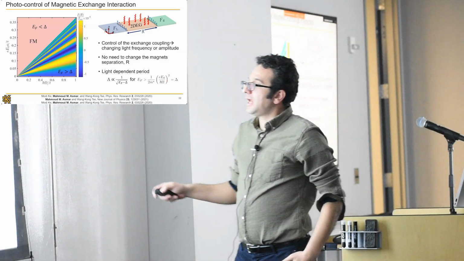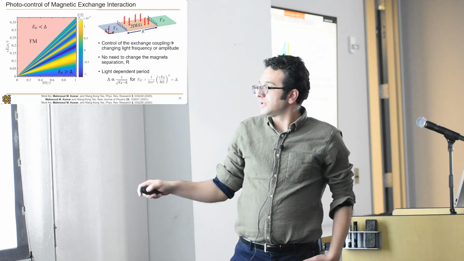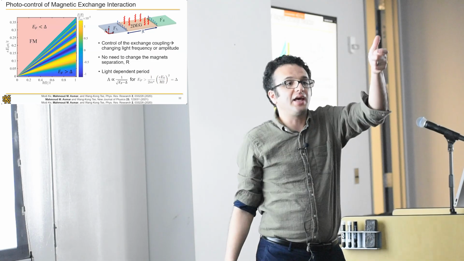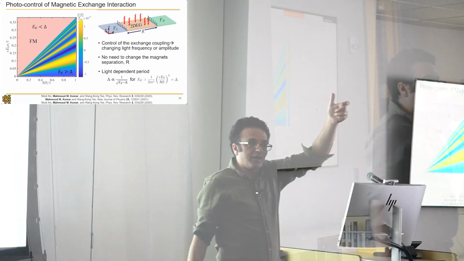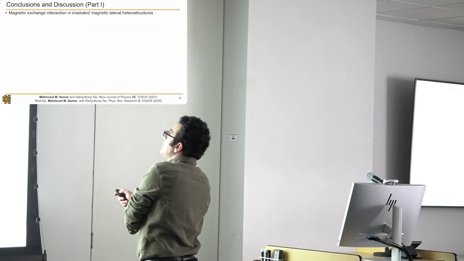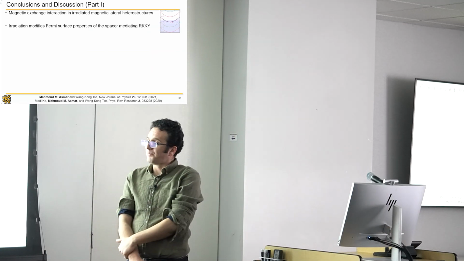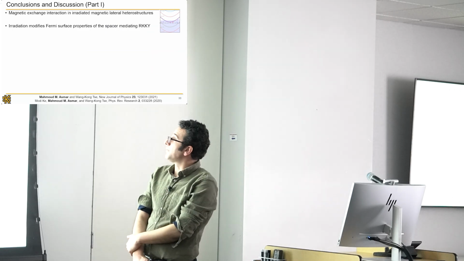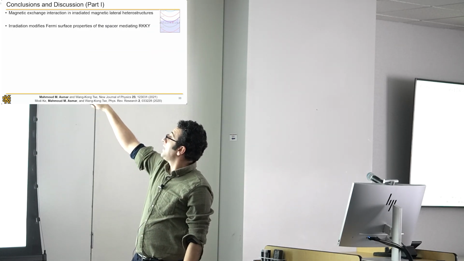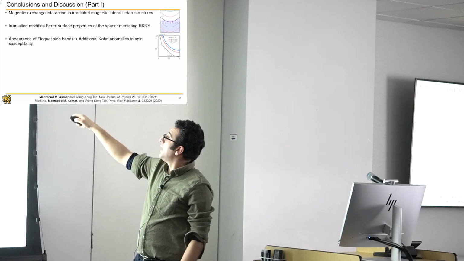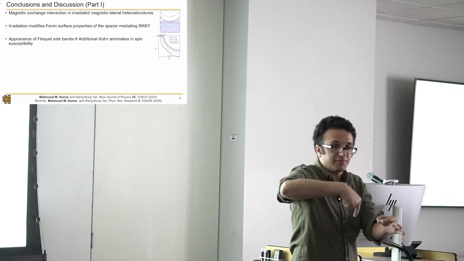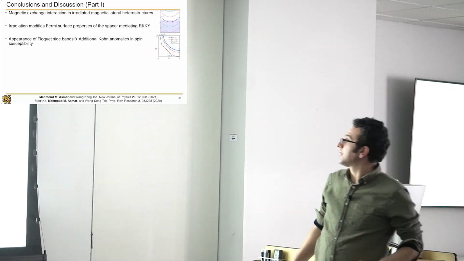And we have a light-dependent period that, of course, is inversely proportional to the difference between the Fermi level and that shift that was caused by light. So in this part, we have seen that we can indeed control the RKKY interaction mediated by a two-dimensional electron gas due to the formation of this potential shift that leads to the changing of the main spanning vector, twice kF, that controls the RKKY.